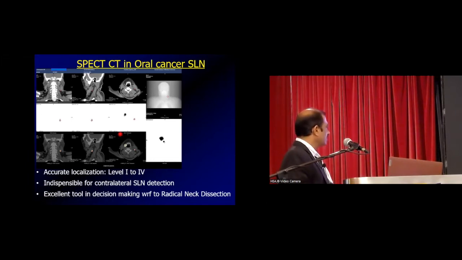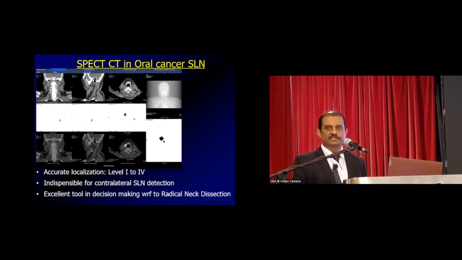So we can have accurate localization, and also we can be 100% sure that there is presence or absence of contralateral lymph nodes. So this is a good tool in the decision making of radical neck dissection, which level is to be radically removed, whether it is a unilateral radical neck dissection or a bilateral radical neck dissection, depending on the results from the sentinel lymph node that we are picking up by our imaging and by probing.